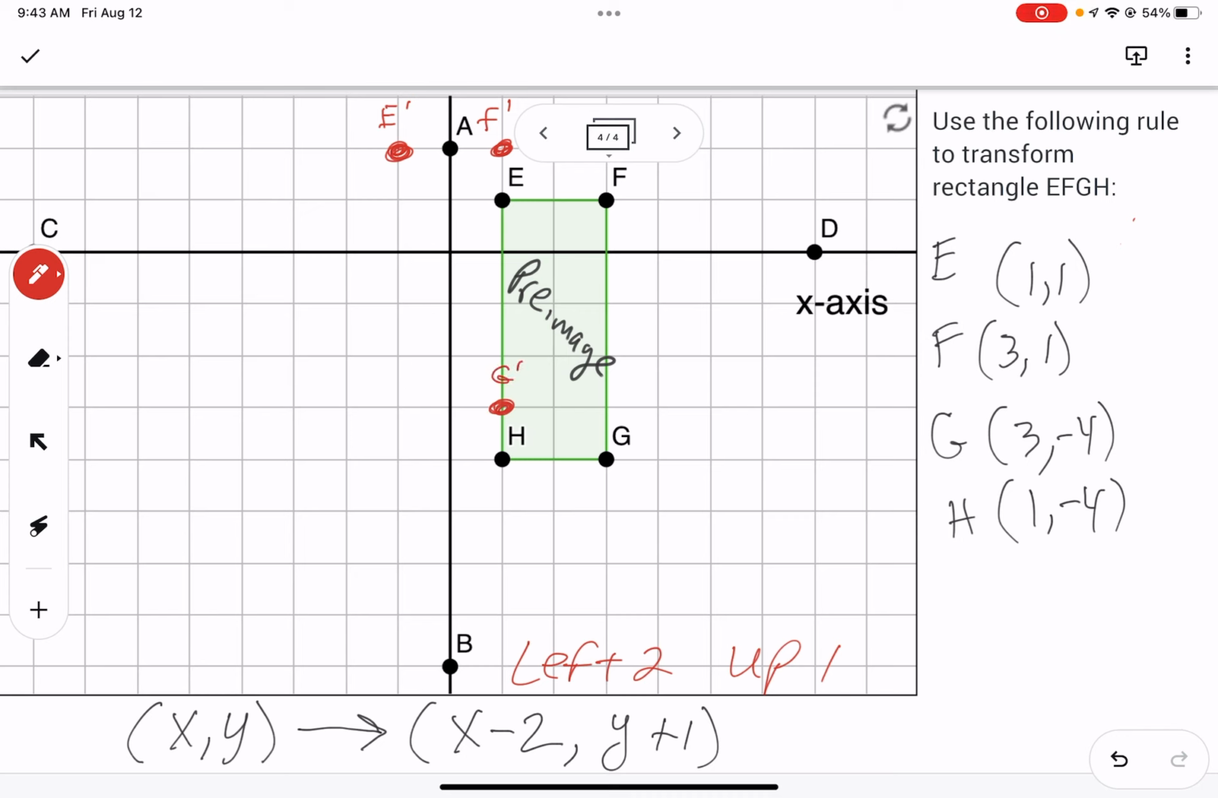All right, last one, guys, and then we can kind of sketch it, close the figure. H is also moving left 2, but up 1 right there. This is H prime. Okay, let's close the figure.